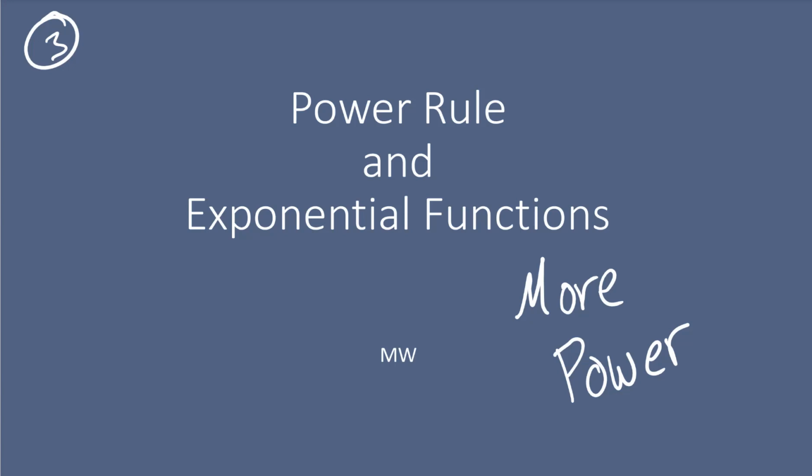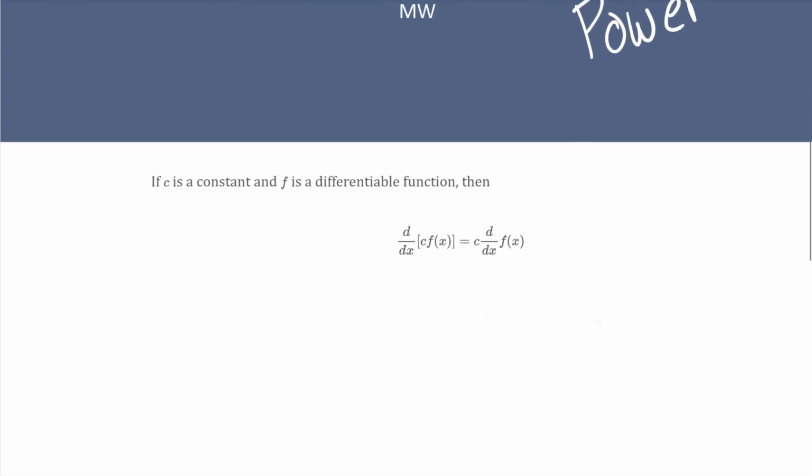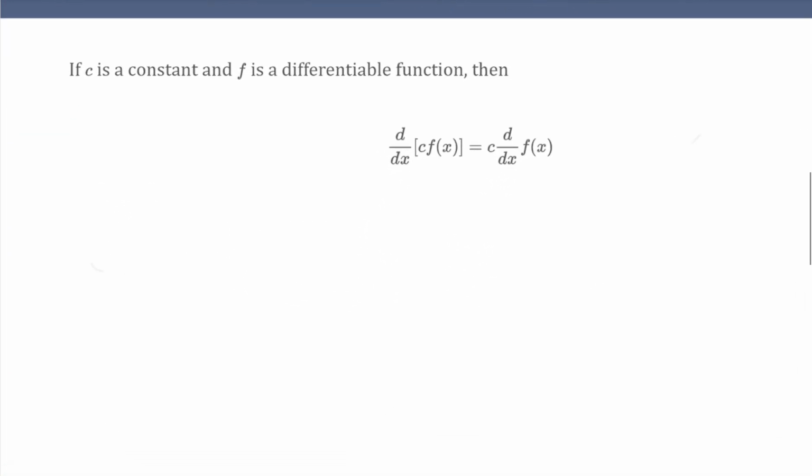Do some more of this stuff. Actually, we're going to open it all up so you can solve them all. Let's get it. So this is what we call the constant multiple rule. Let's get a little closer to it.